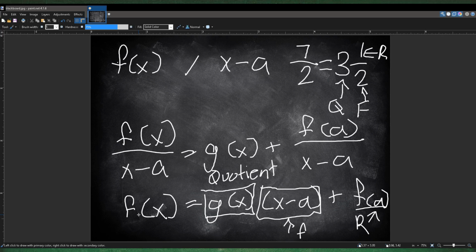So basically, just use synthetic division or long division to get g of x and the remainder. And if you just want the remainder, just use the remainder theorem.